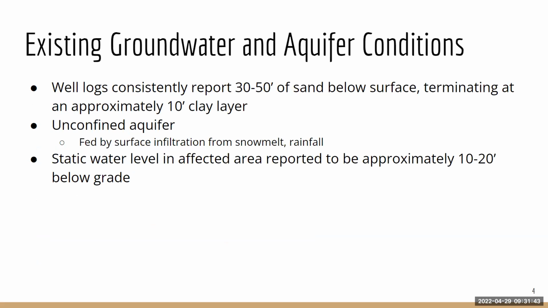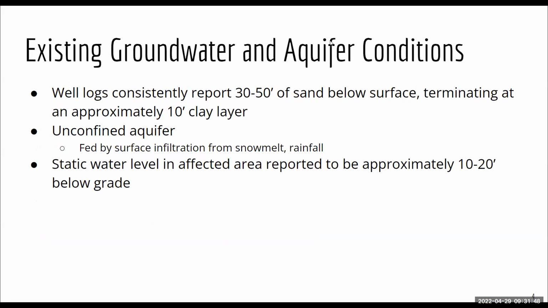So getting into the existing groundwater and aquifer conditions, the well logs in the Sioux Hills neighborhood all consistently report about a 30 to 50 foot layer of sand below, which terminates at a clay layer. That is acting as an unconfined aquifer, which means that it is fed by surface water that falls onto the ground as rain or snow melt. Because there's no drains or any infrastructure, all that water infiltrates into the ground, feeding this aquifer. And so in times of spring and snow melt, that aquifer often floods and it seeps into basements.